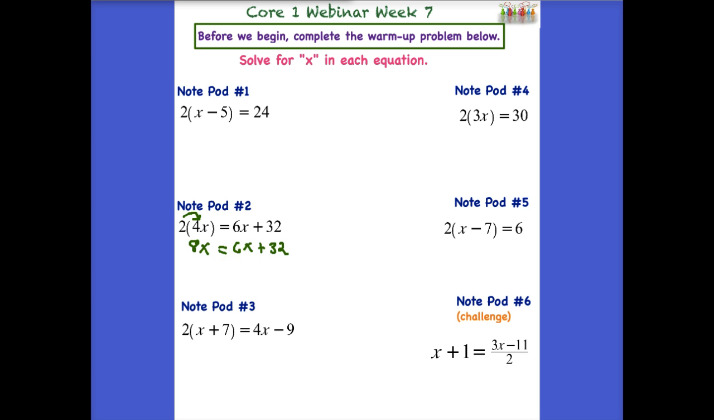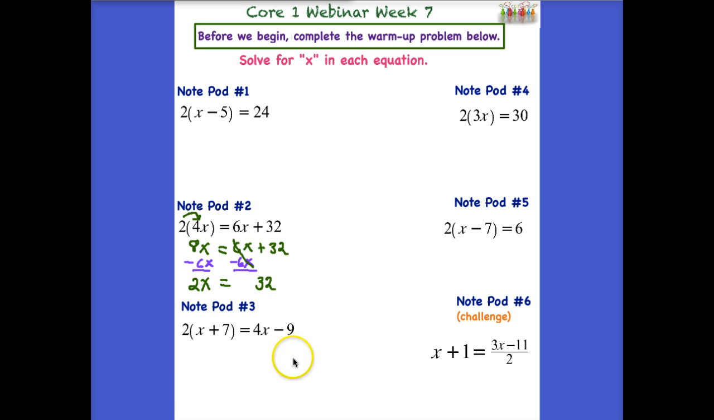Now for my next step, I'm going to combine like terms. That means I have to either combine them on the same side or move them to the same side to combine them. Well, the 6x and the 8x are like terms, but they're not on the same side. So I'm going to move the 6x over to the other side like this, and then combine them. So 8x minus 6x gives me 2x. And I'm trying to be very organized too. Then 6x minus 6x is 0, so that's gone, and all I'm left with on this side is 32.